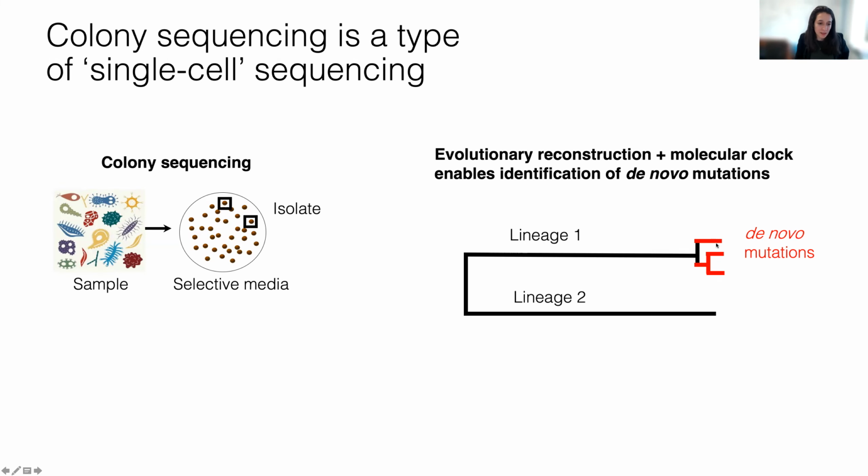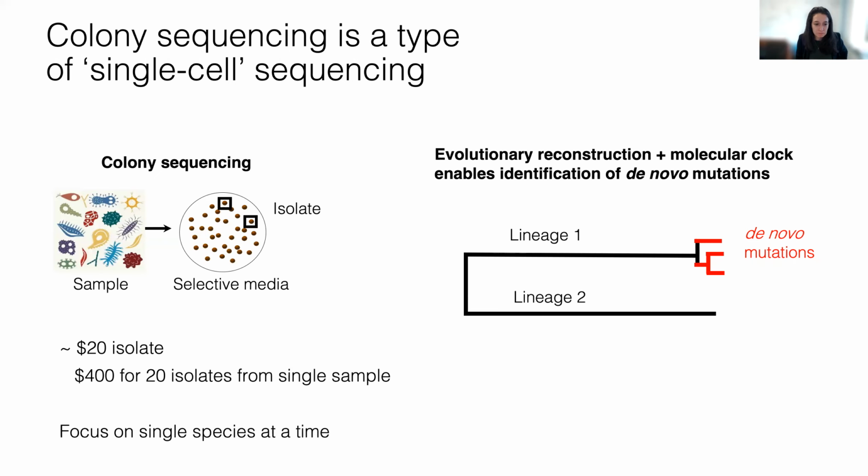Of course, this sounds really expensive and laborious. It's not really that bad. We got it down to less than 20 bucks. We're getting close to less than 10 bucks per colony. And so you can really imagine doing quite a lot of colonies from an individual. Of course, the downside is you need to focus on a single species.